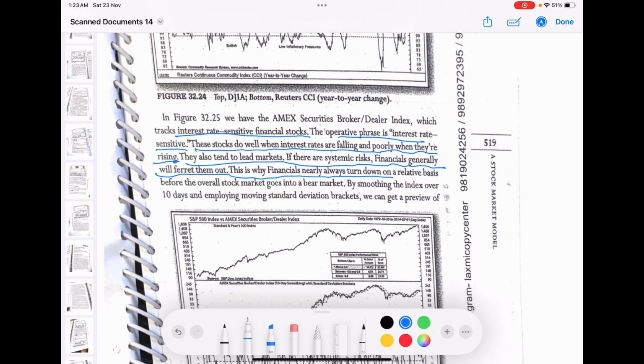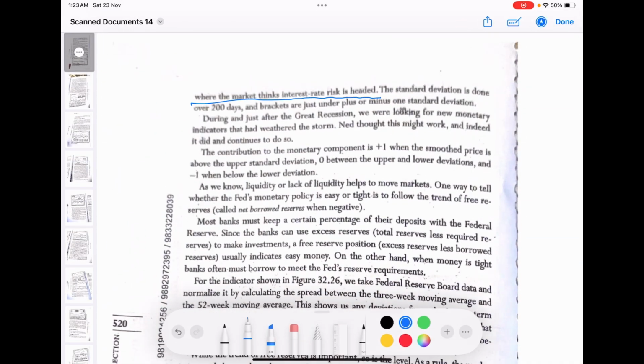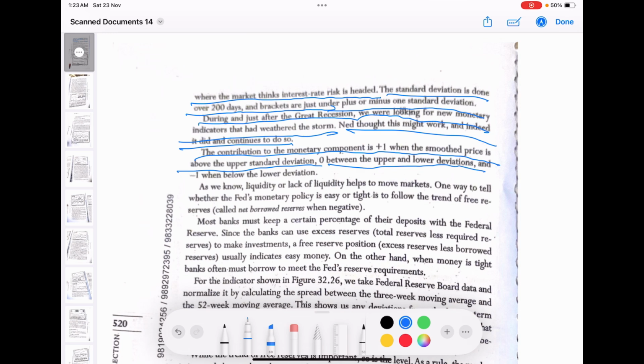This is why financials nearly always turn down on a relative basis before the overall stock market goes into a bear market. By smoothing the index over 10 days and employing moving standard deviation brackets, we can get a preview of where the market thinks interest rate risk is headed. The standard deviation is done over 200 days, and brackets are just under plus or minus one standard deviation. During and just after the Great Recession, we were looking for new monetary indicators that had weathered the storm. Ned thought this might work, and indeed it did and continues to do so. The contribution to the monetary component is plus 1 when the smoothed price is above the upper standard deviation, 0 between the deviations, and minus 1 below the lower deviation.